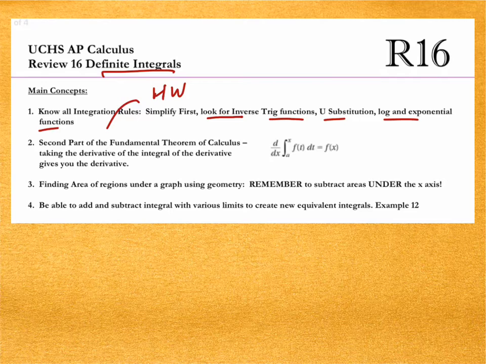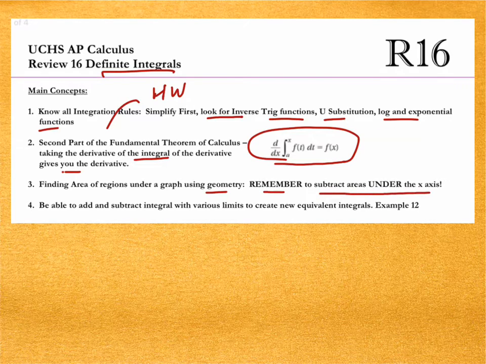The second part of the fundamental theorem of calculus says taking the derivative of the integral gives you back the derivative. So remember that. That's going to be important. And finding the area of regions under a graph using geometry. We've done that a lot in FRQs. Remember, the stuff under the x-axis is going to be negative. And then be able to add and subtract integrals with various limits to create new equivalents. So that's example 12. So let's just go over the examples.